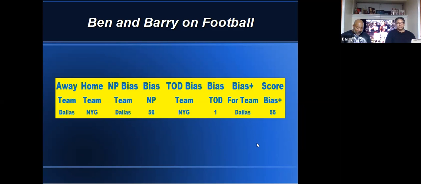Now here's something: the New York Giants, who are home against Dallas. If you guys beat Dallas, that could set off some ripples across the NFC. Chicago, Vikings, all of those guys could be affected. Eagles for sure. Dallas has a 56 net point bias, not super big, and only one. But the Giants have a 1 turnover differential bias. Dallas has a plus 55.